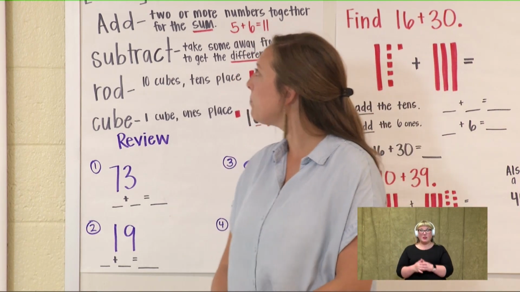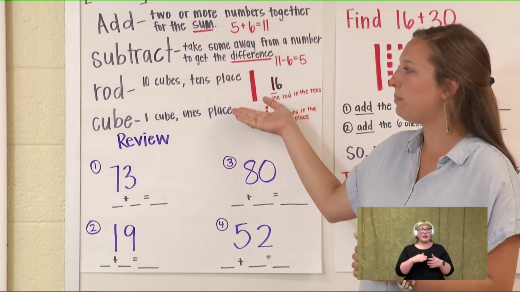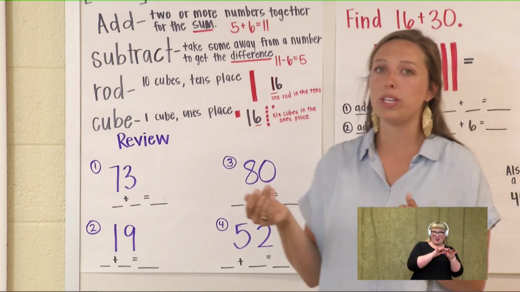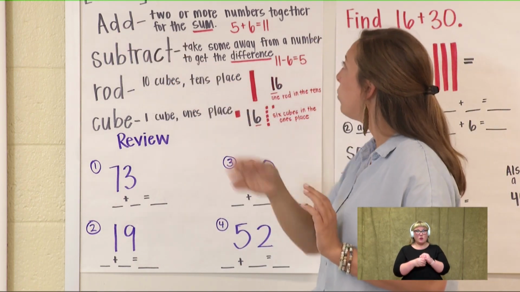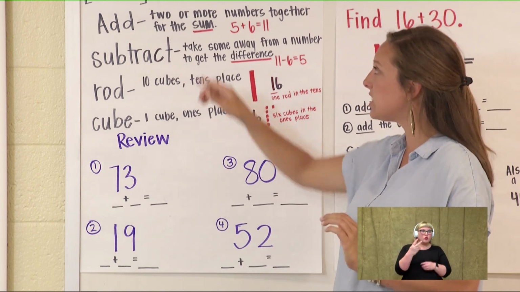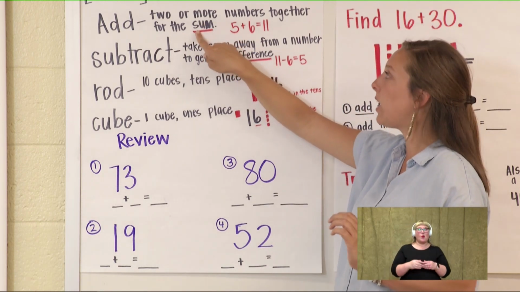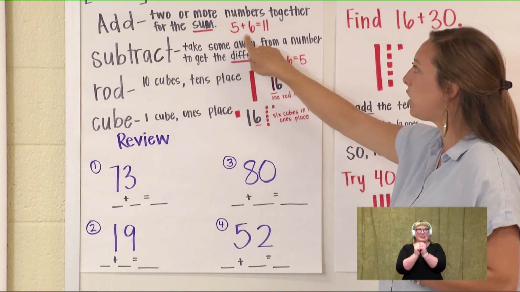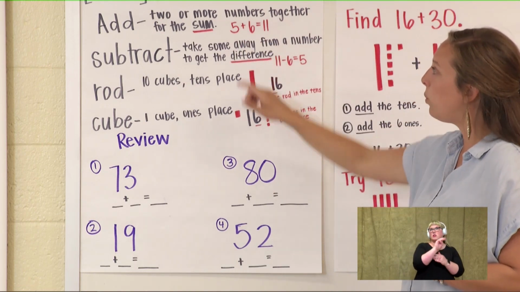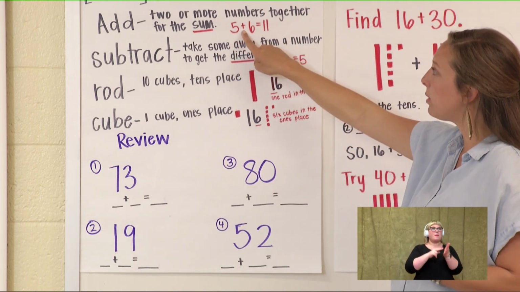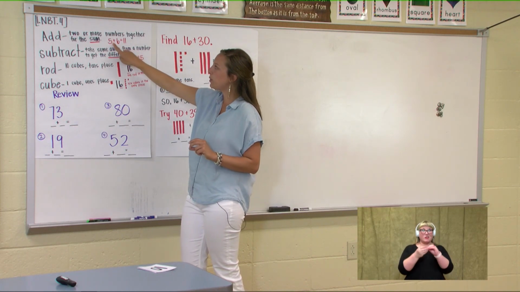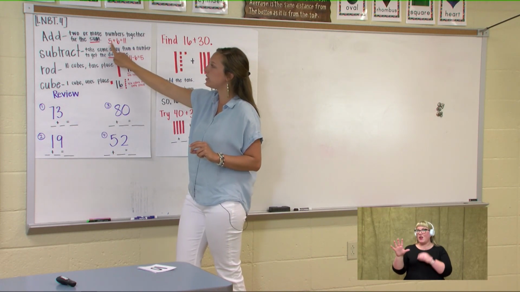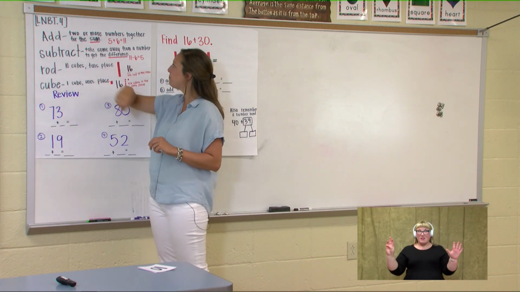All right, today we are going to be adding by place value. And when we say add, we talked about this last week. Two or more numbers together for the sum. Remember, the sum is the answer to an addition equation. We said 5 plus 6 equals 11. Remember, the plus symbol is for addition.